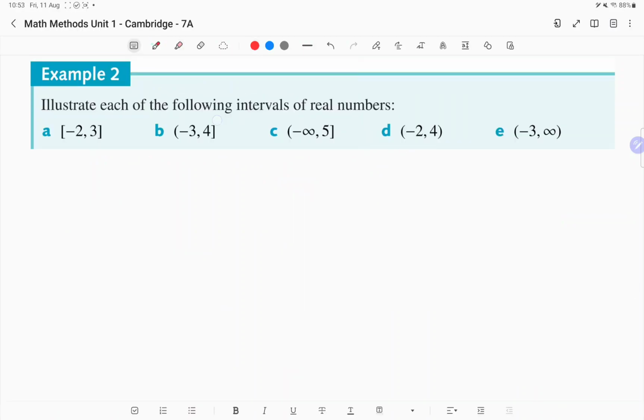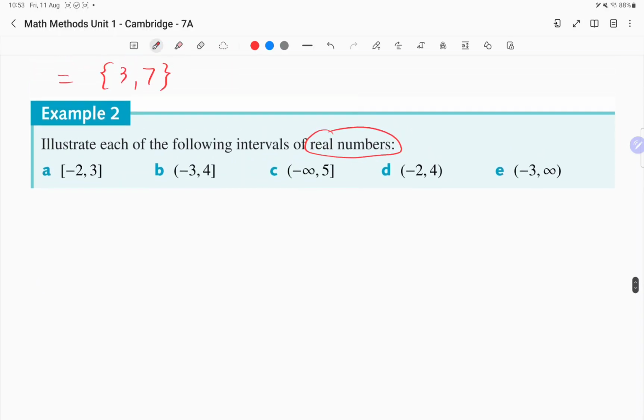All right, moving on to example 2 here. It's asking us to illustrate each of the following intervals of real numbers. So just what are real numbers? Real numbers are all numbers that you can think of normally. So it includes the integers, right? It includes the integers such as 1, 2, 3, and then 0, -1, -2.